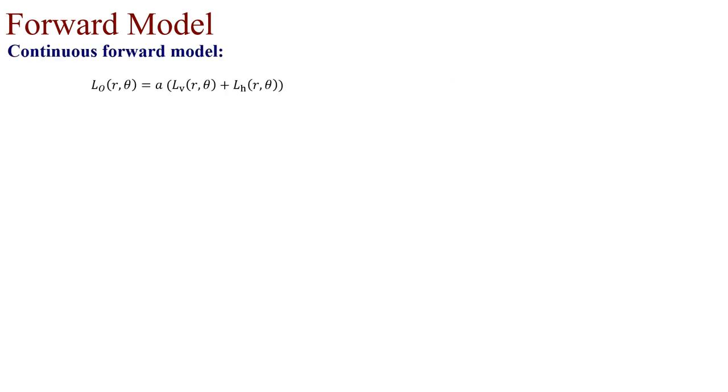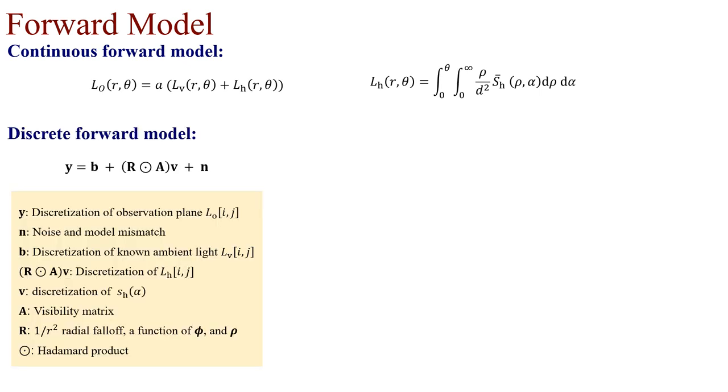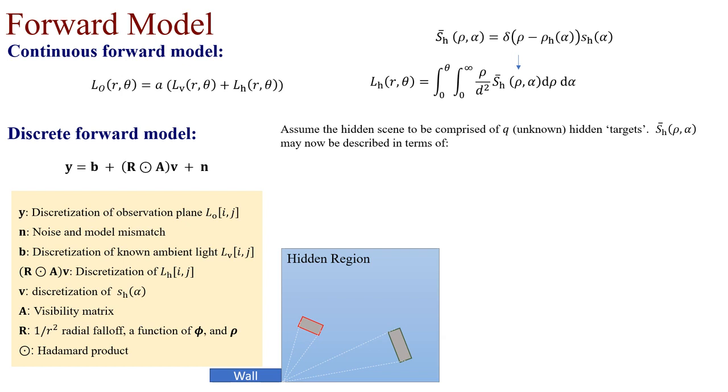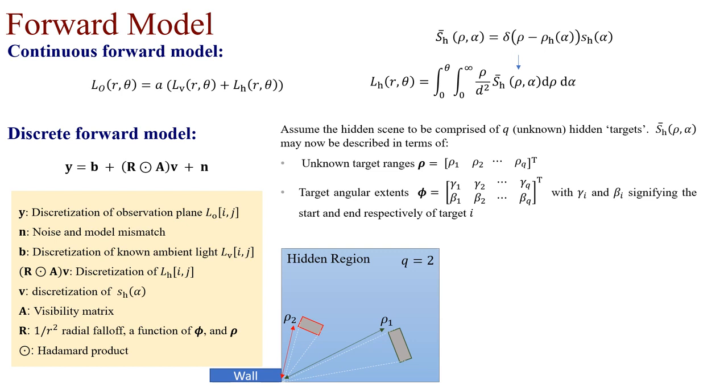So now that we have a continuous forward model, where the light from the hidden side is defined in terms of our unknown 2D hidden scene, using this model we form a discrete forward model. In addition to assuming that SH bar is separable in range and angle, we further assume that the hidden scene is comprised of Q hidden targets. So, for example, in this scene with 2 targets, Q equals 2. SH bar may now be described in terms of Q unknown target ranges, Q target angular extents, and 1D radiosity as a function of angle V.